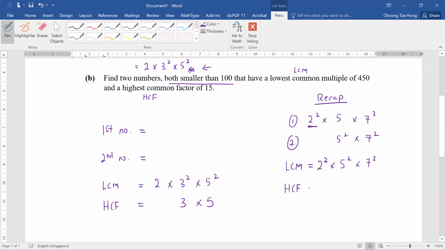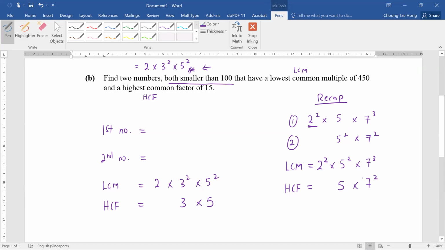Then how about for HCF? For HCF, we take the opposite instead, the smaller power. The first one has 2 square, the second one doesn't have a 2, so there will be no 2 as a prime factor for the HCF. Next, 5 and 5 square, we take the smaller, so we take 5. Then 7 cube and 7 square, we take the smaller one. So this one will be the HCF.